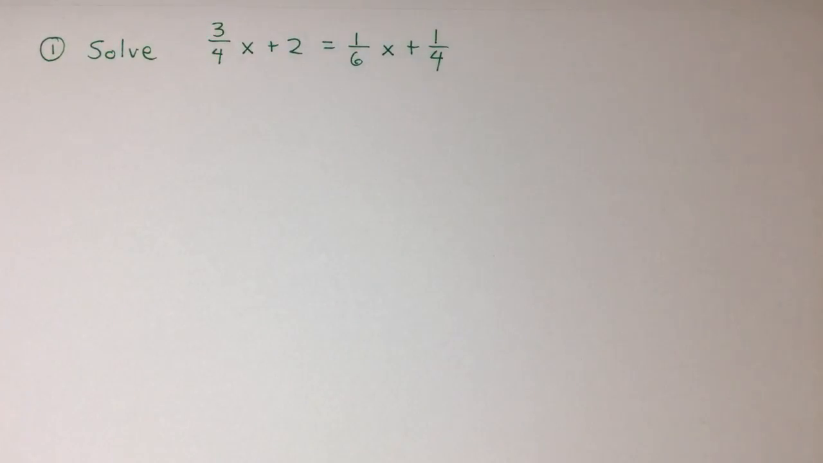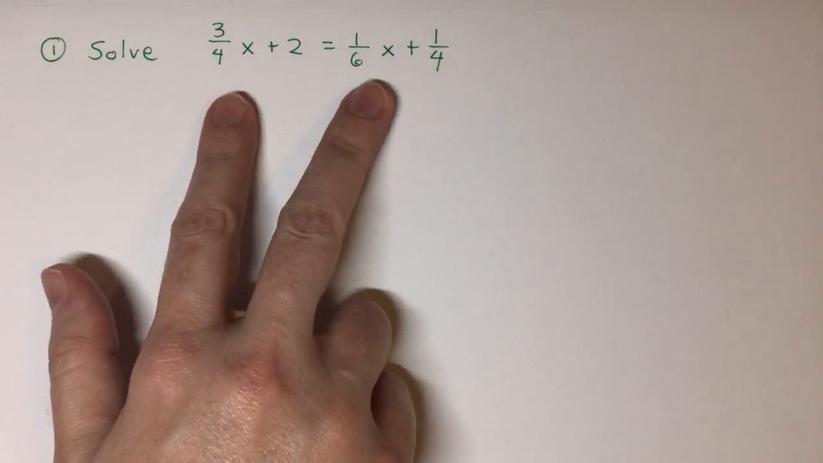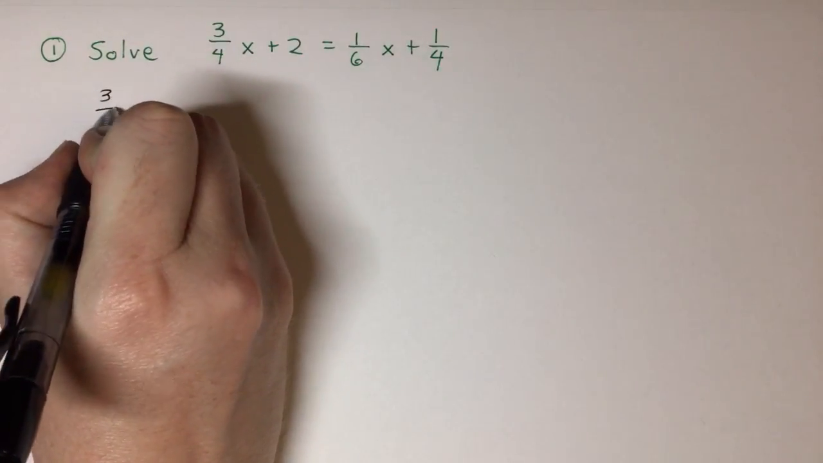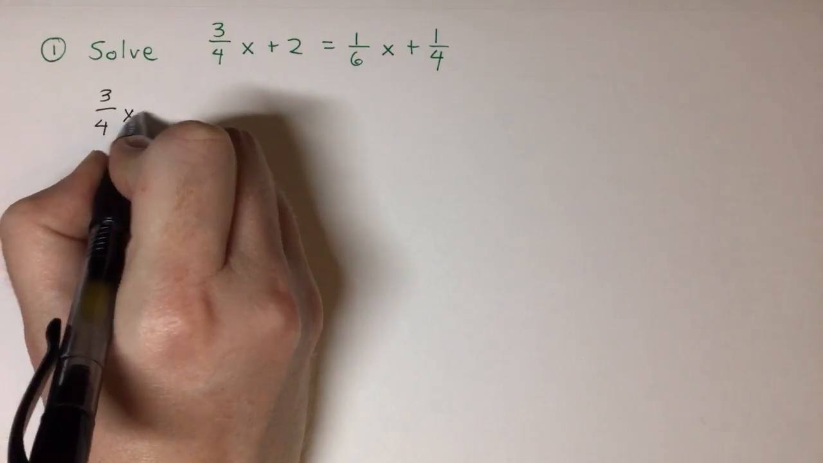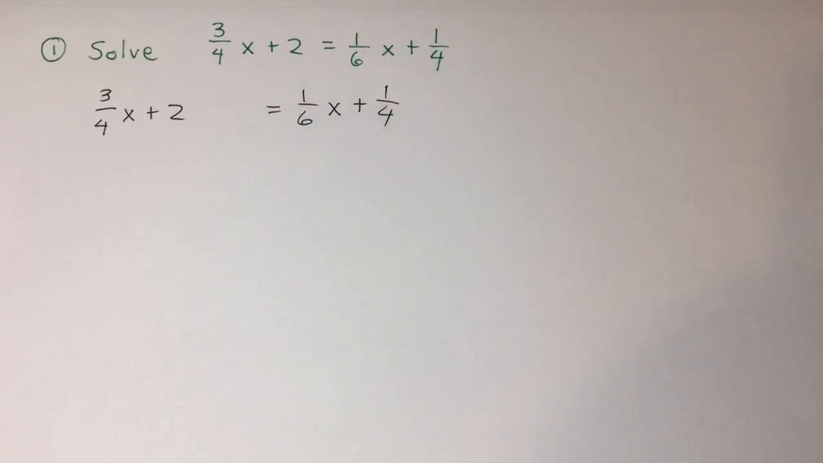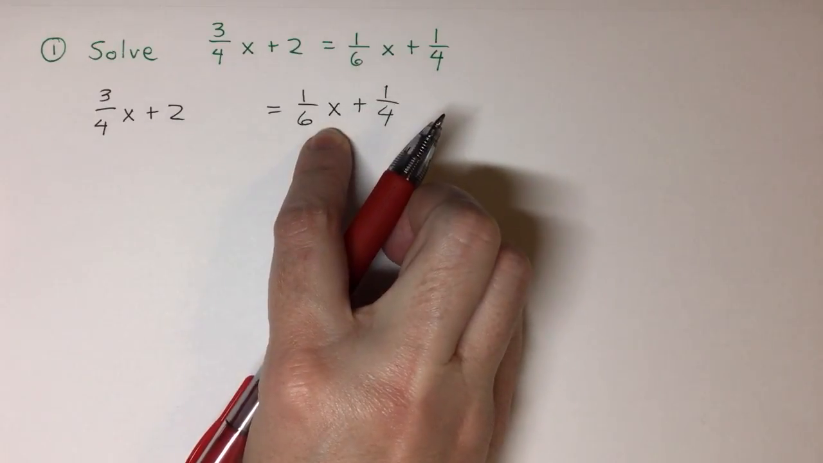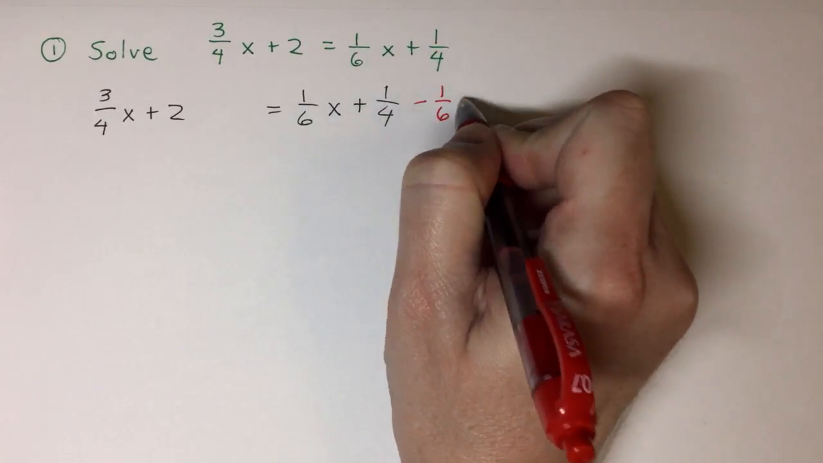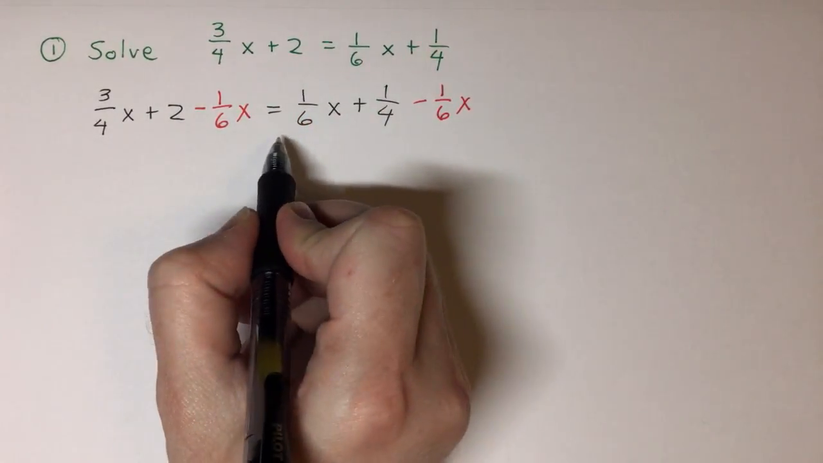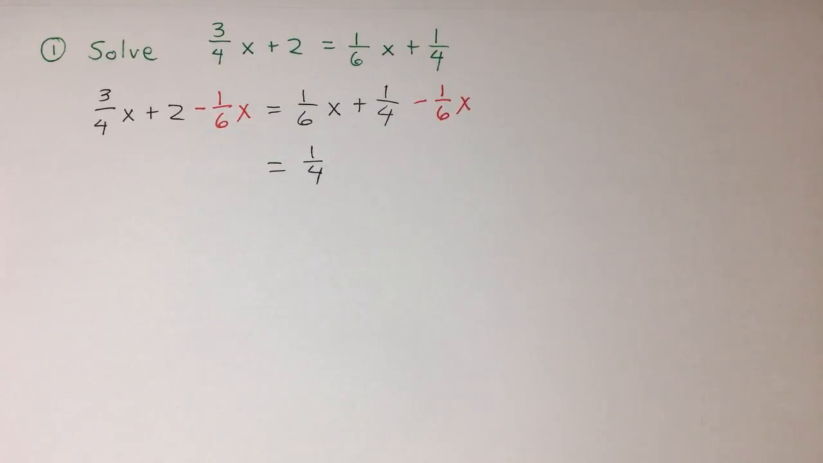So, our first problem. If I am trying to solve this equation, well, I've got variables on both sides of the equation. So, I want to collect variables on one side of the equation. 3/4 x plus 2 is 1/6 x plus 1/4. I want to move this 1/6 to the other side. It's a positive 1/6, so I'm going to subtract 1/6 x from both sides. Now on the right side, 1/6 x minus 1/6 x is 0, and we're just left with our 1/4.